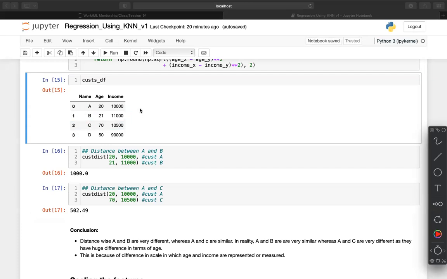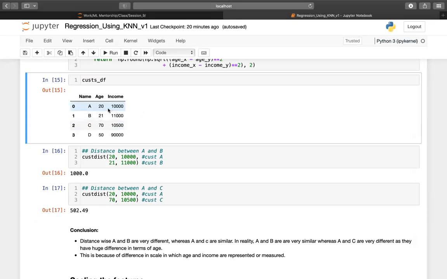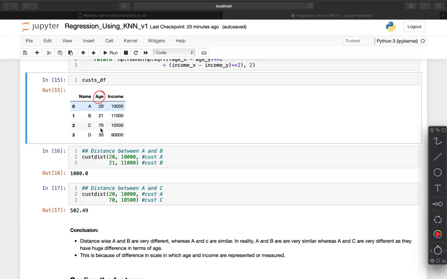So there is, of course, a distortion made by the distance calculation here, primarily because the age is depicted mostly in the range of 0 to 100, but income is depicted from 10,000 to 90,000. So the difference in age, even if it's 50 years, only amounts to 70 minus 20, just 50 squared. But the difference in income of 11,000 to 10,000, which becomes 1,000 squared.